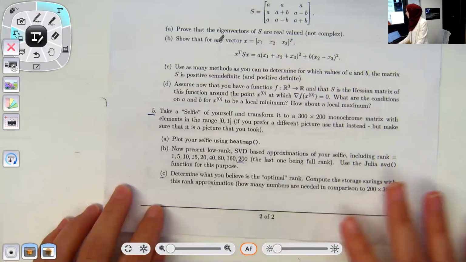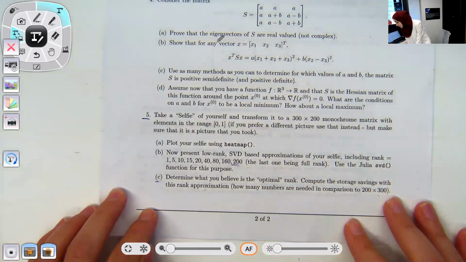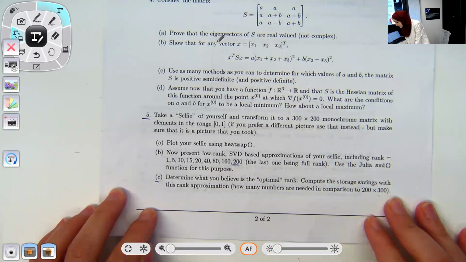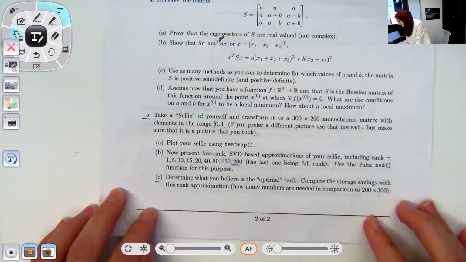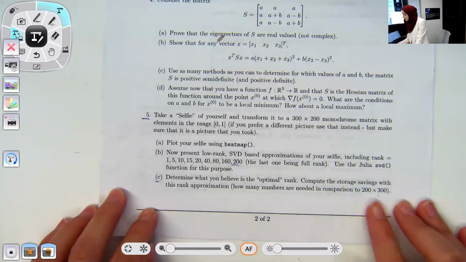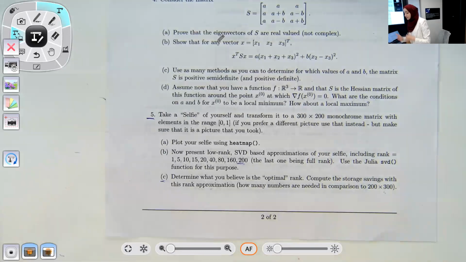In part C, they ask you to determine what you believe is the optimal rank. Compute the storage saving with this rank approximation. How many numbers are needed in comparison to 200 times 300? You need to find the optimal rank.